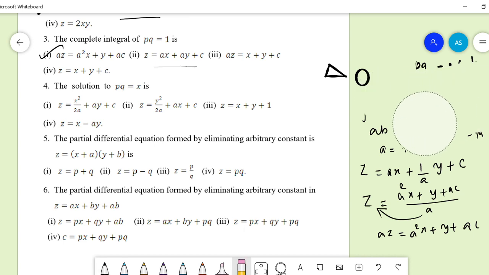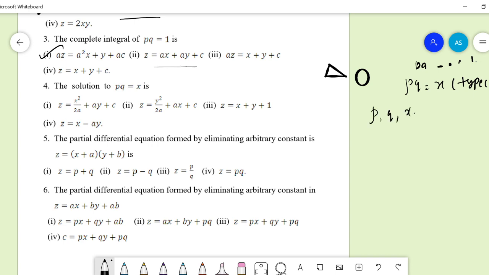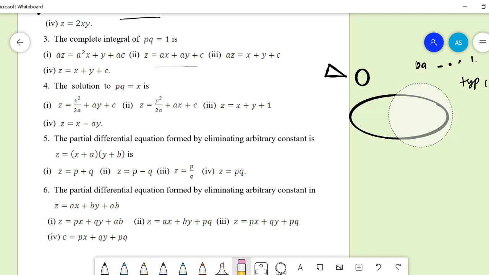Now question number 4, pq equals x. This is type 4. So if you observe p, q, x, y, these 4 variables are in your question, so this is considered type 4. For type 4, what shall we do now? Separate your p and x terms on one side, q and y terms on another side.